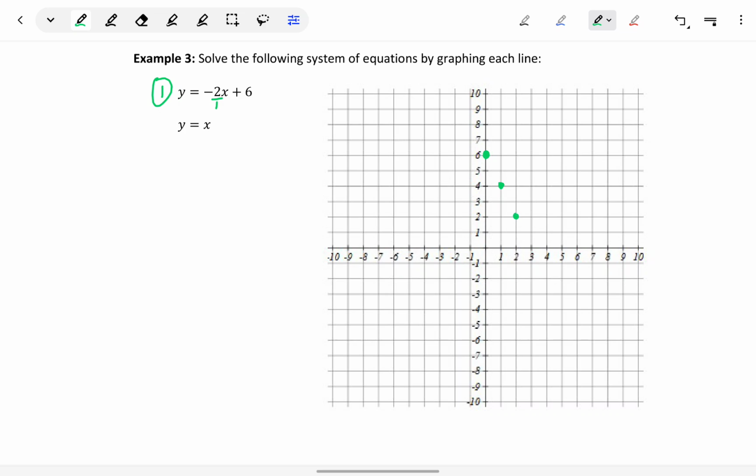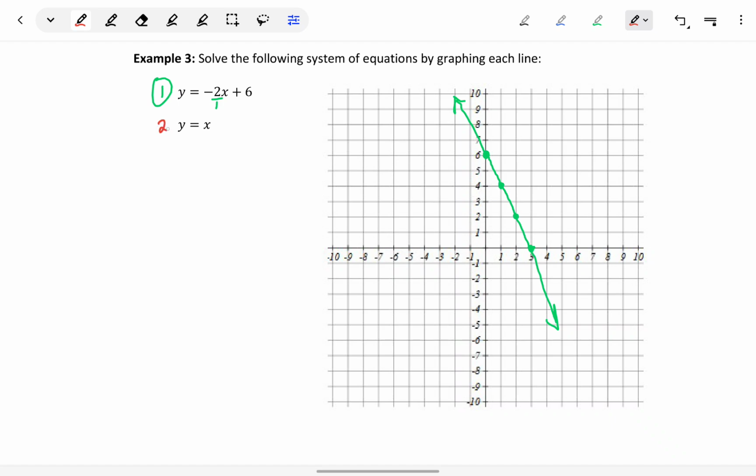We only need 2 points to make a straight line, but if we continue plotting points, it'll just help us draw a better picture to help us more accurately find that point of intersection. Especially helps me because I don't draw the best straight lines.